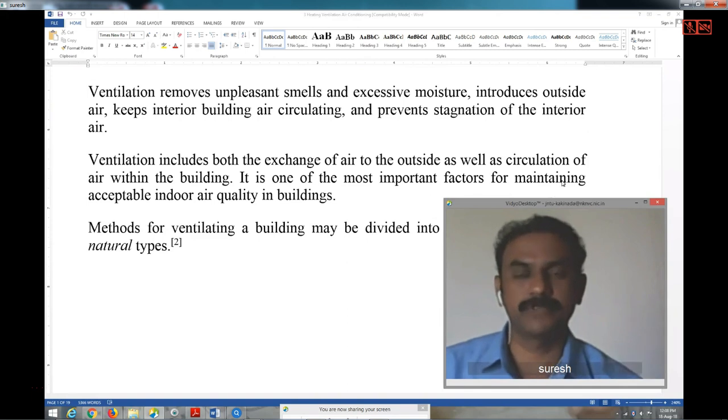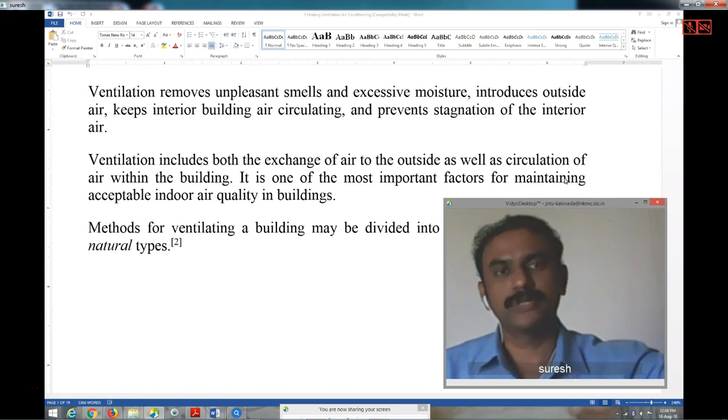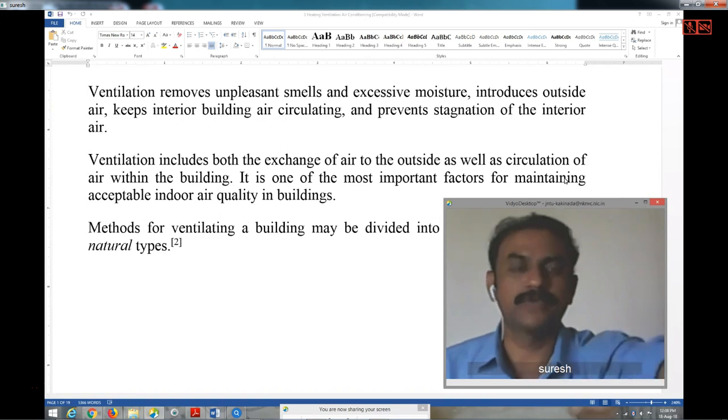Whenever the air is heated up, as the heat increases in the temperature in the room, automatically the hot air is going to move upwards, so that through the ventilation provided, the hot air is moving out.